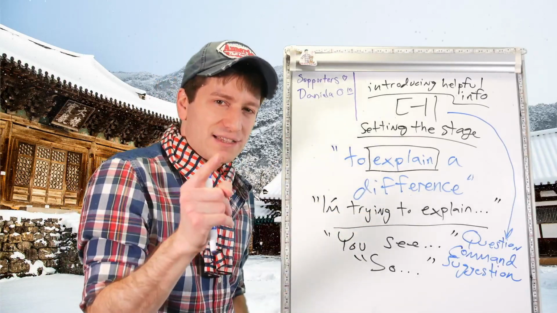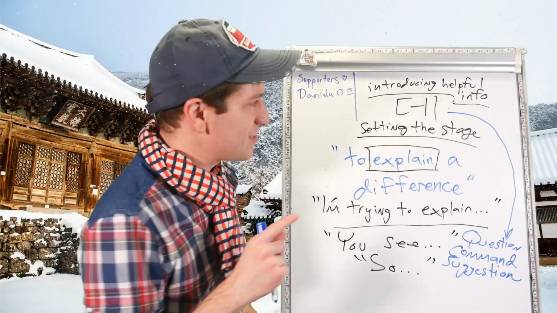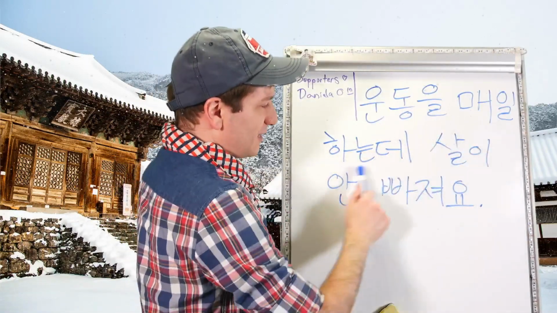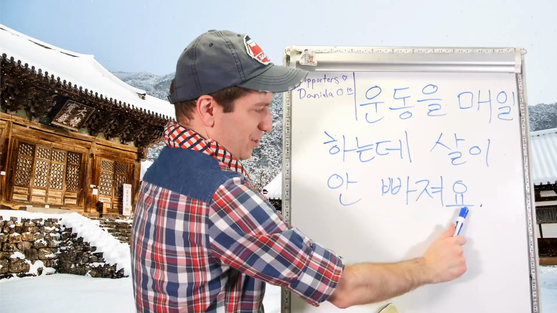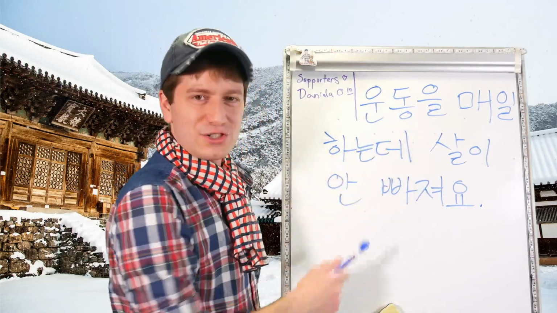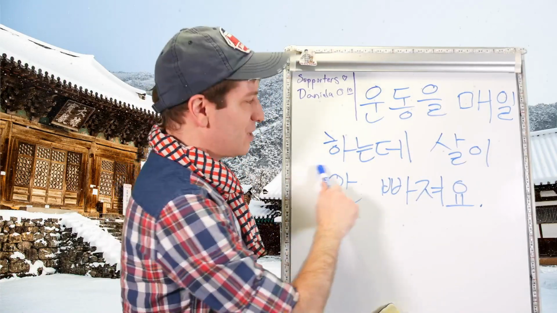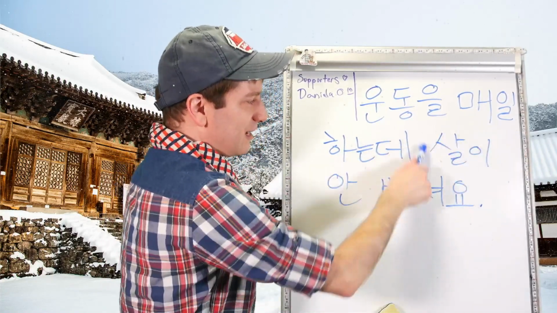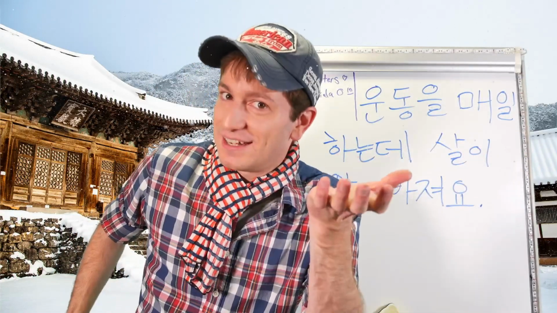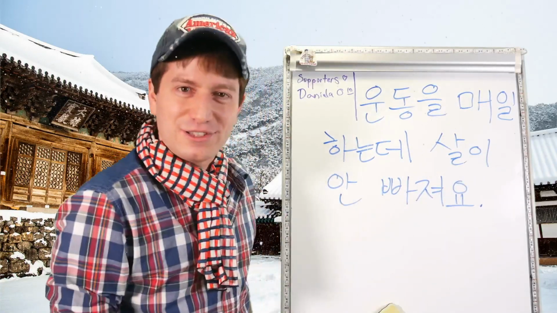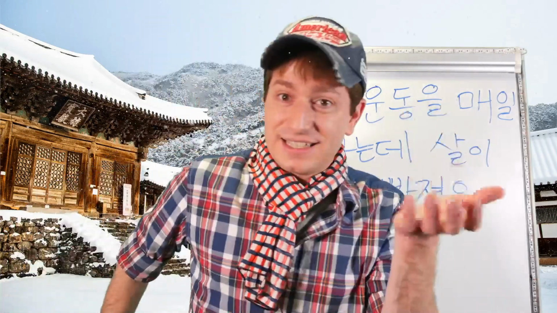But before we do that, let's go right into some examples so you can see how this is used. 운동을 매일 하는데 살이 안 빠져요. 운동, exercise, 매일, every day. 하는데, so 하다, to do. So I am doing exercise every day. I'm exercising every day. 살 빠지다 is how you say lose weight. So I'm not losing weight. 운동을 매일 하는데.